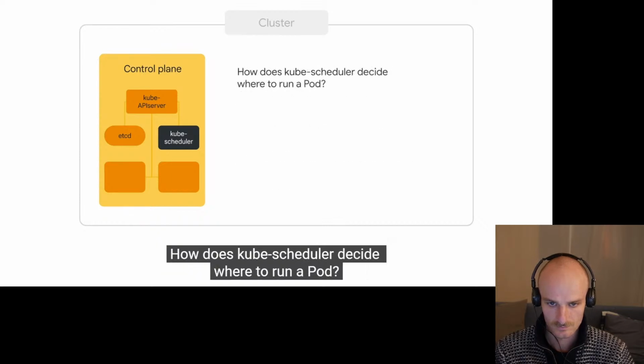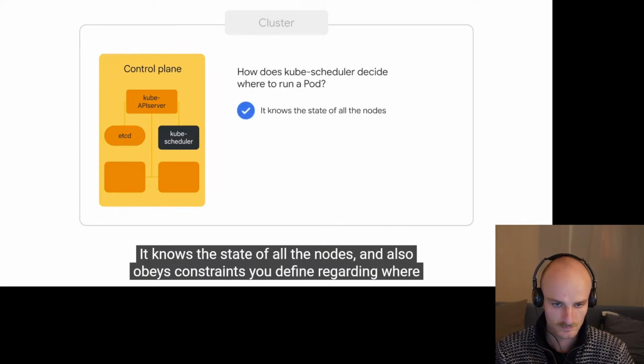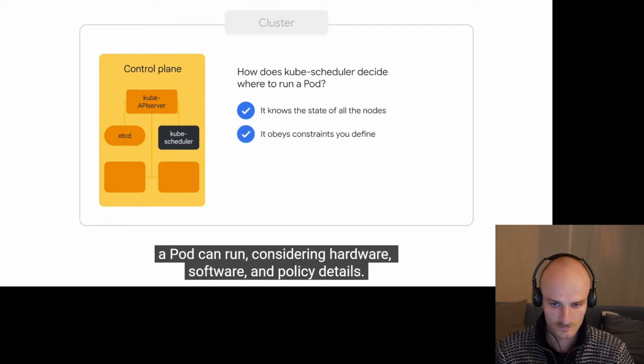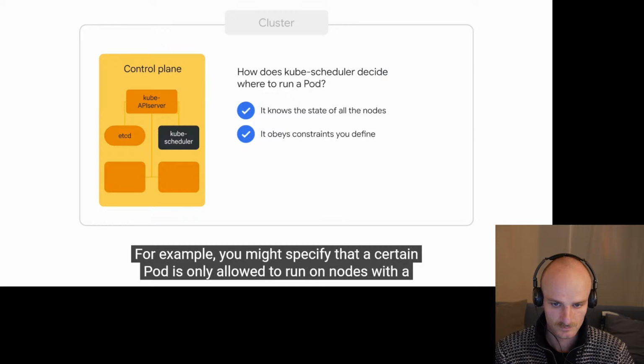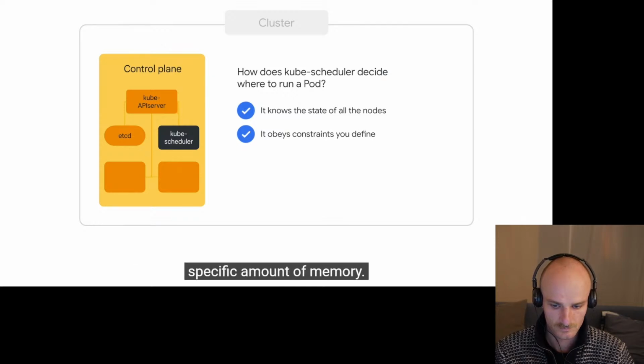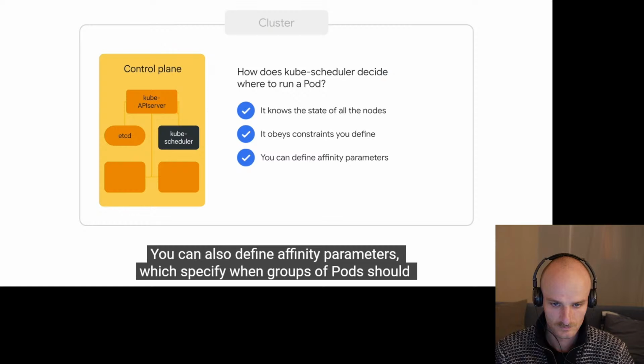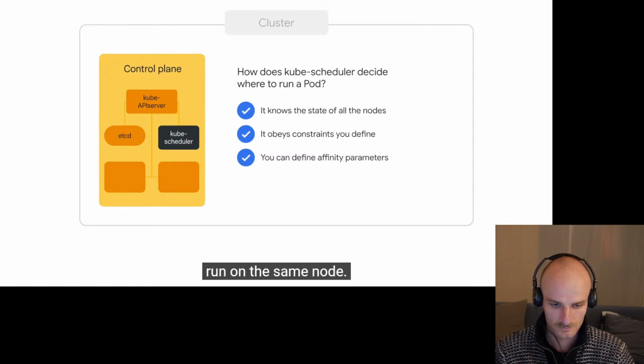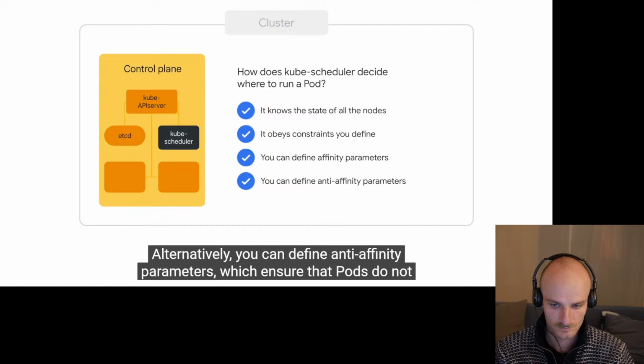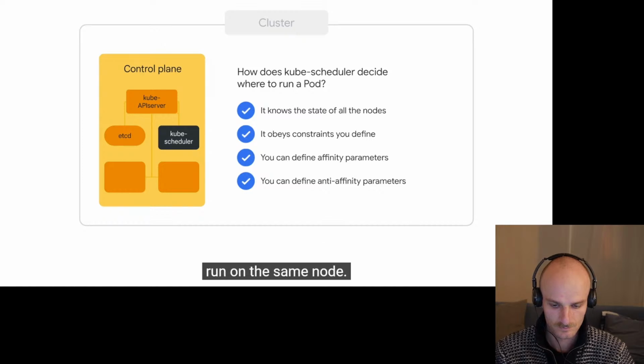How does kube-scheduler decide where to run a pod? It knows the state of all the nodes, and also obeys constraints you define regarding where a pod can run, considering hardware, software, and policy details. For example, you might specify that a certain pod is only allowed to run on nodes with a specific amount of memory. You can also define affinity parameters, which specify when groups of pods should run on the same node. Alternatively, you can define anti-affinity parameters, which ensure that pods do not run on the same node.